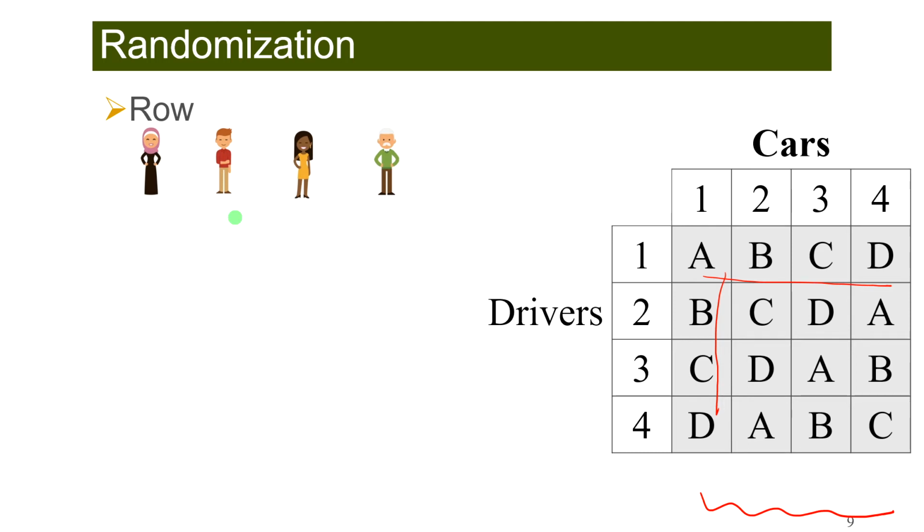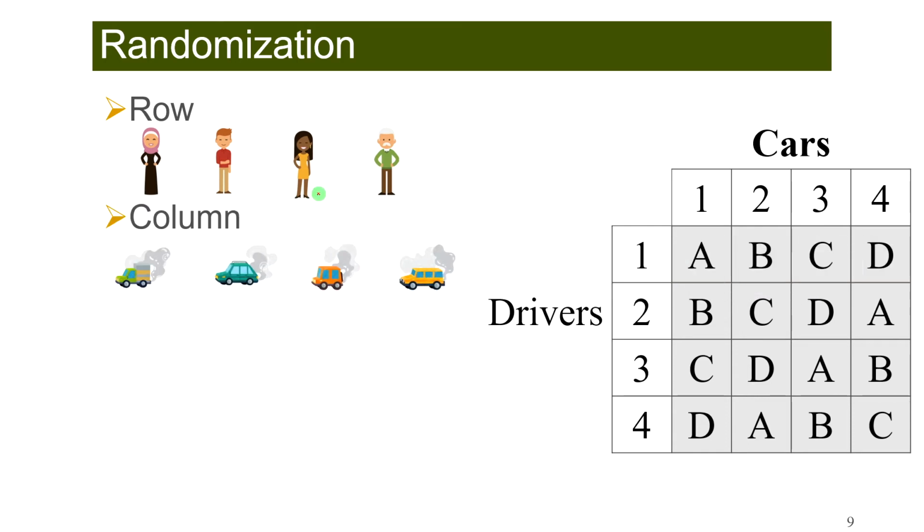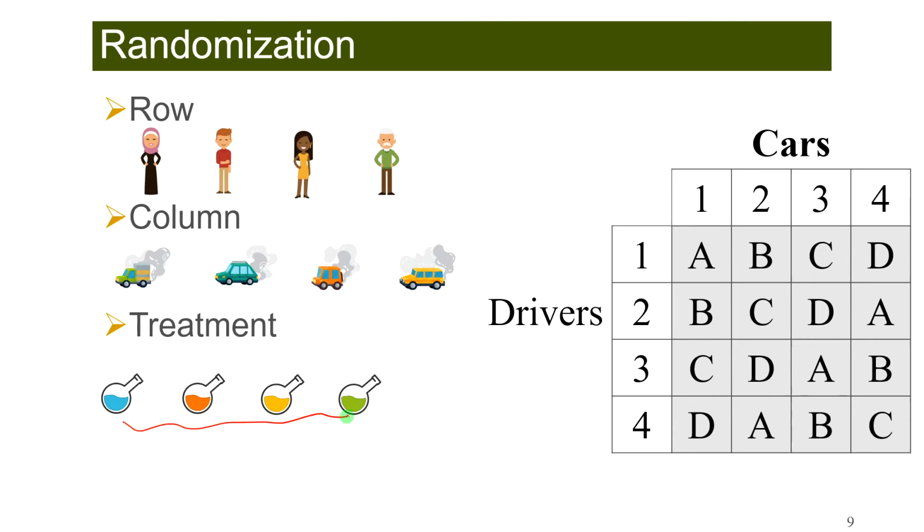In this example, I randomly pick the 4 drivers and randomly assign the numbers 1 to 4 to each of the drivers. I will do the same thing for the column nuisance factor. In this example, I randomly pick 4 cars and assign the column numbers 1 to 4 randomly to each car. And lastly, I will randomly assign letters A, B, C, D to each of the treatments in the main factor. In our example, it's a chemical type.